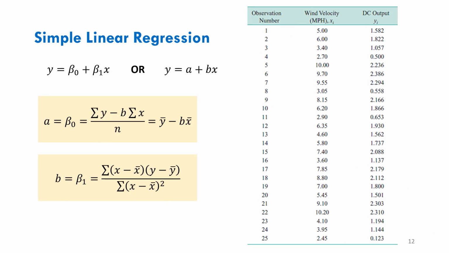Moving on, following data is provided for DC output from a windmill represented by yi and wind velocity x. We have to perform regression analysis and find simple linear regression model. We will first determine the slope, that is b, by calculating the sum of products and sum of squares. The sum of product is on the numerator side, which is found by multiplying the deviations of x and y. On the denominator, we find the sum of squares by squaring the deviations of each value and then taking the sum.